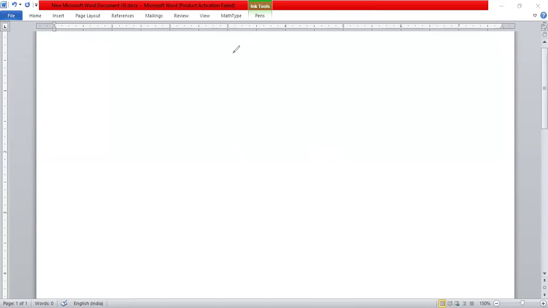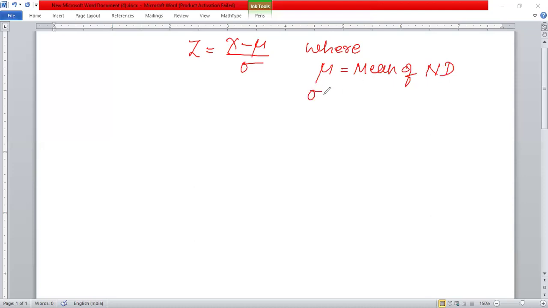Before starting, we are able to write the formula. Z is equal to x minus mu by sigma. This is the formula you have to remember. Z is equal to x minus mu by sigma, where mu is the mean of normal distribution, and sigma is the standard deviation of normal distribution.